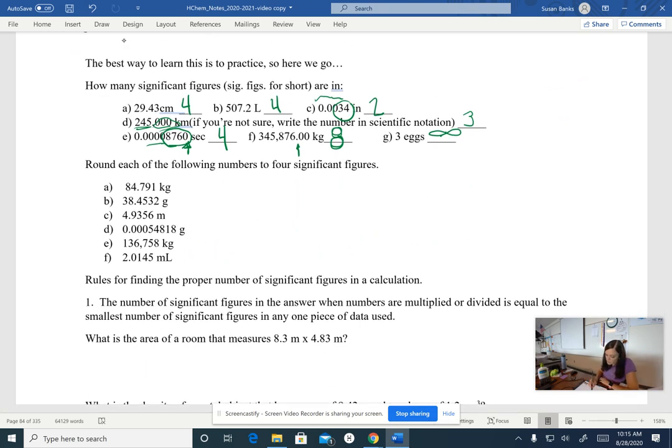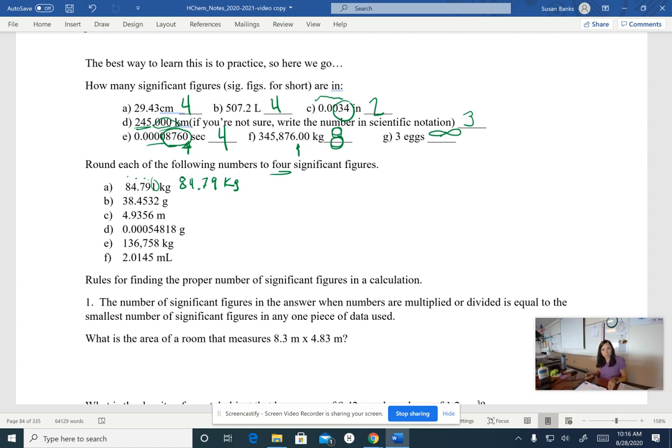So if I'm going to use 4 significant digits, I'm going to count over 1, 2, 3, 4. I look next door to the right to tell me whether I leave it alone or I round up. So that 1 tells me to leave it alone. So I'm going to report this as 84.79 kilograms. Okay? Take a minute, work on the rest of them, and we'll check in just a sec.